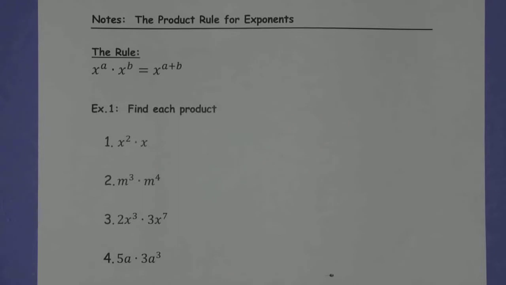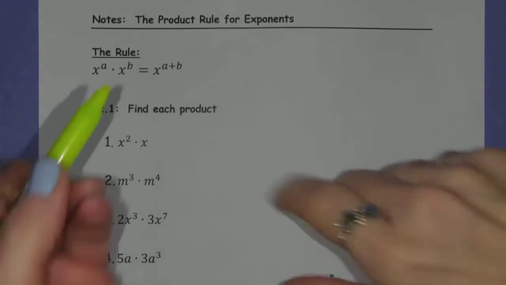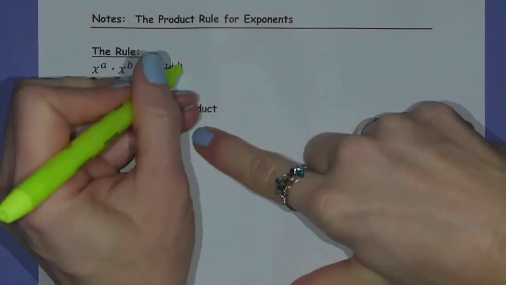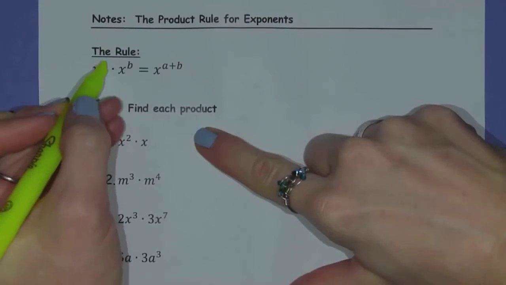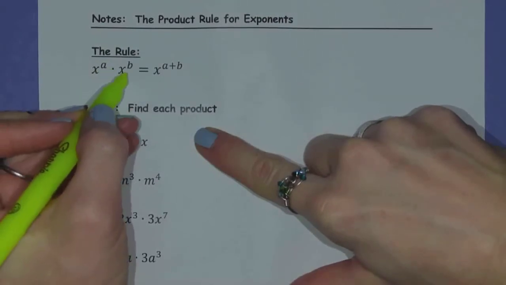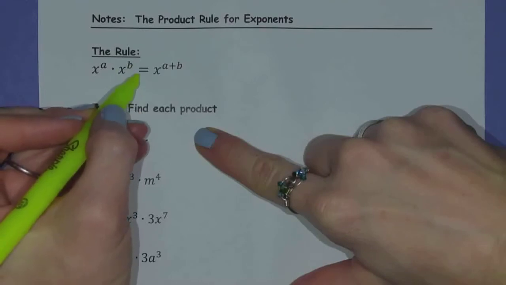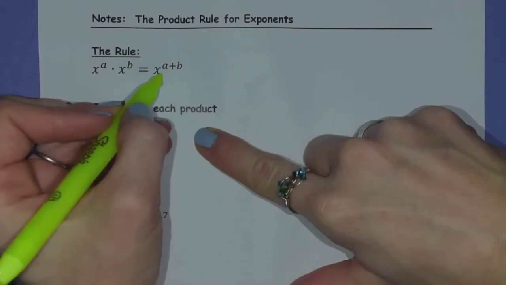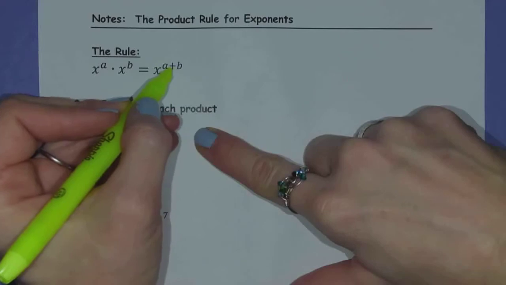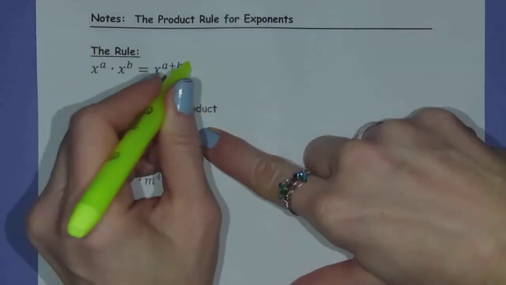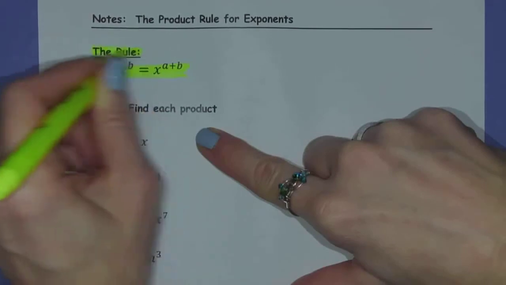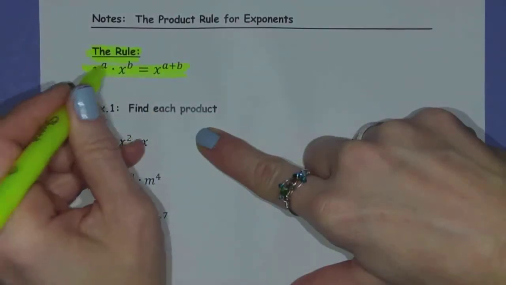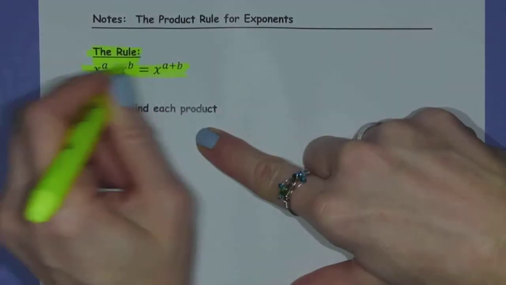So I actually started with the rule itself. Here's what it says. If you take x raised to the a power and multiply by x raised to the b power, the final answer is x raised to the a plus b power. Let me highlight that. This is the rule. But where in the heck did this rule come from?